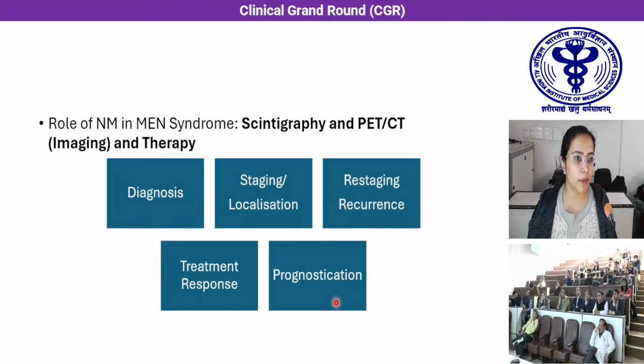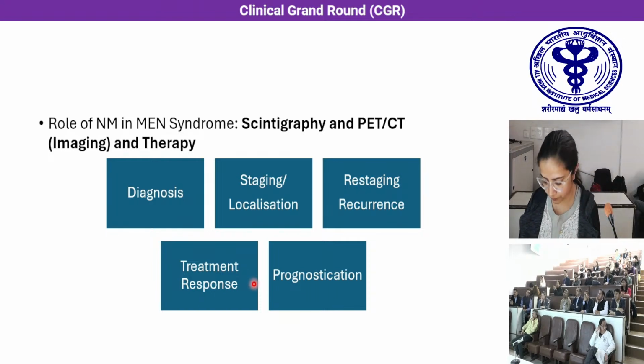So the take-home message from nuclear medicine is that nuclear medicine has a role in imaging and therapy, thus helping in diagnosis, staging, localization of the lesions for parathyroid, restaging or recurrence, treatment response, and prognostication.